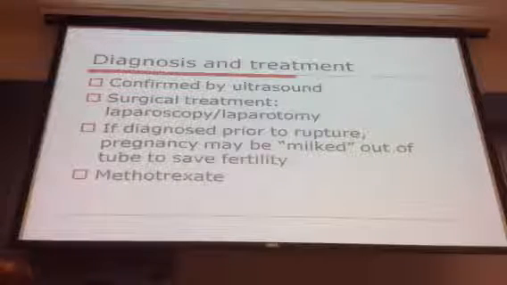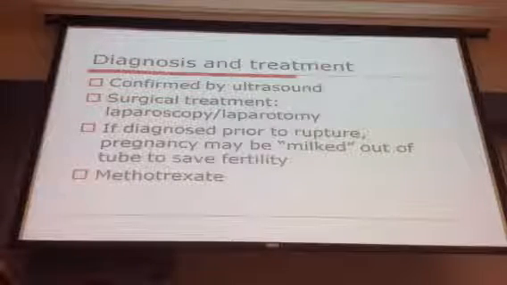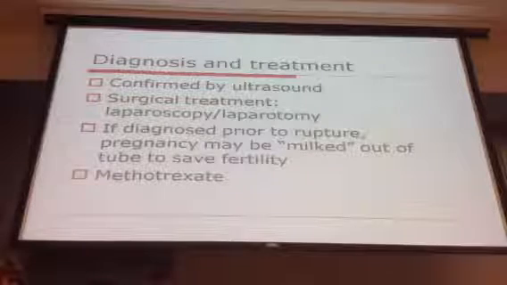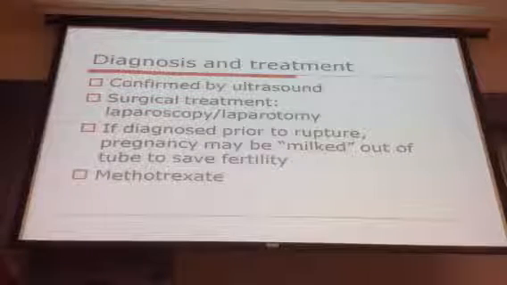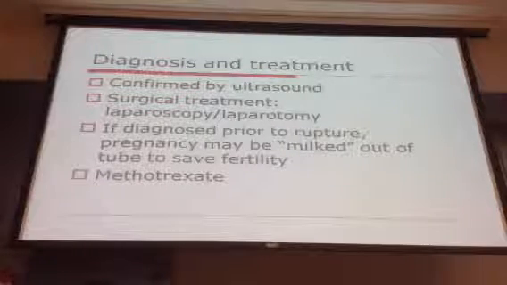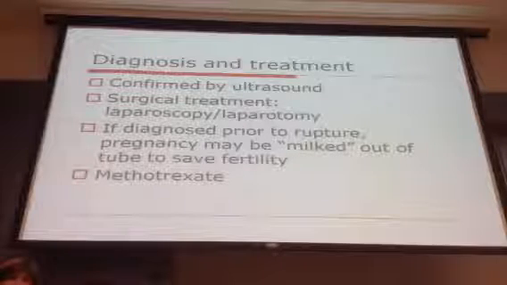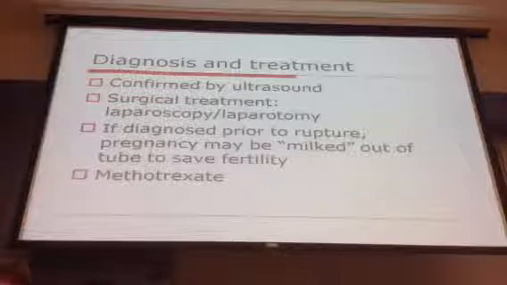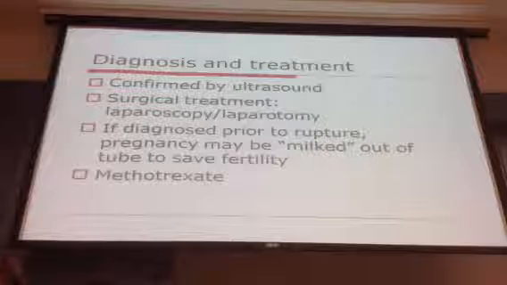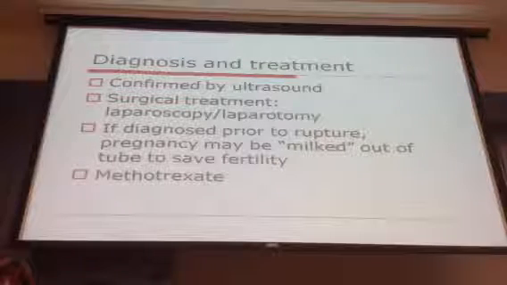And she may have surgery, particularly if the tube is ruptured. And what they'll do is they'll try to clean up everything, evacuate the clots and the blood, see if they can salvage the tube, which is highly unlikely, remove it, and then see what shape the uterus and the ovary are in.